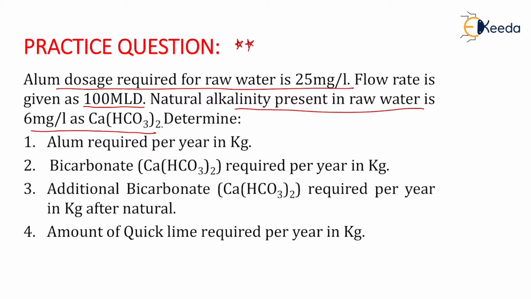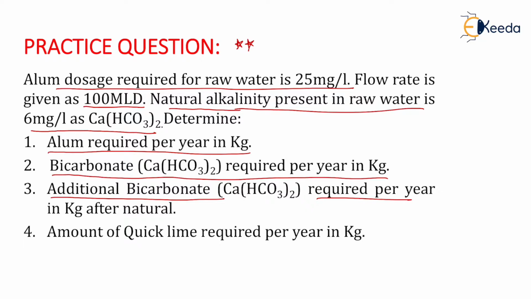Okay. Now we need to determine the LM required per year in kg, that is the total LM required per year in kg. After that we need to solve for the total bicarbonate required per year in kg. When we determine the total bicarbonate required per year in kg, we need to subtract from this the natural alkalinity that will be present in the water. After subtracting the natural alkalinity from the total bicarbonate, we will get the additional bicarbonate required per year in kg.